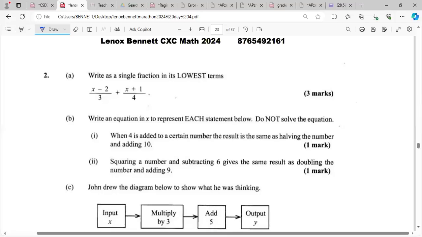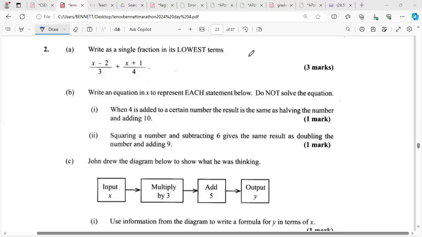When x is added to a certain number, the result is the same as halving the number and adding 10. And 2 says squaring the number and subtracting 6 gives the same result as doubling the number and adding 9. And then it further went on and said, John drew a diagram below to show what he was thinking: input, multiply, add, whatever. Alright, match up the first part, guys, and then we can discuss. Alright, we could go through it, guys.